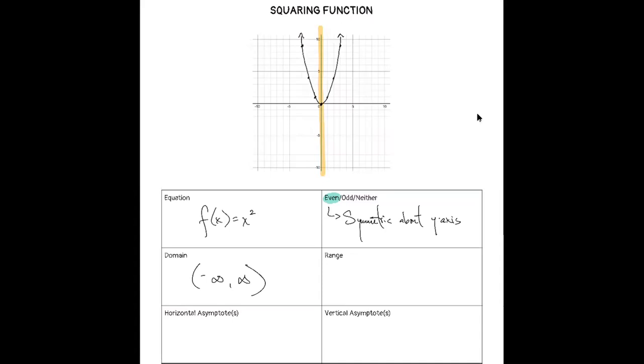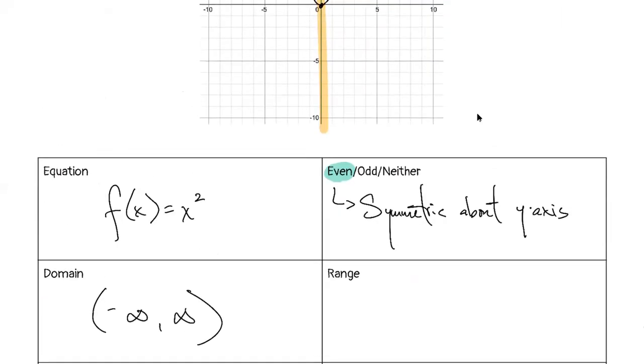Now let's take a look at the range. Can you get a positive number out of the function? Yes, you can get a positive number out. Can you get a negative number out? No. Okay. So immediately I know that the range is not from negative infinity to positive infinity. But can you get 0 out? Yes. Okay. So the way we write that, we have to pick the smallest number first. So 0 is the smallest number it can be, and it goes all the way to infinity.